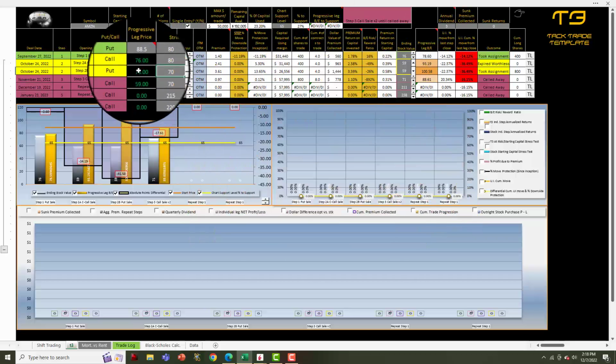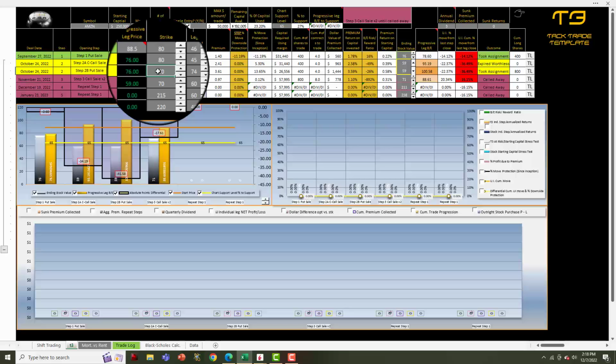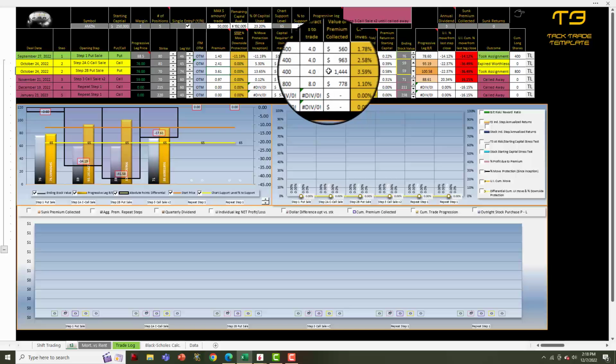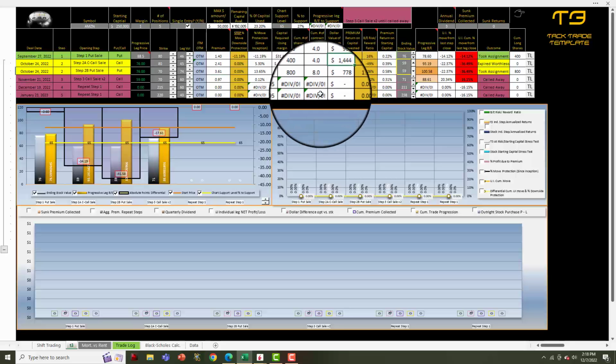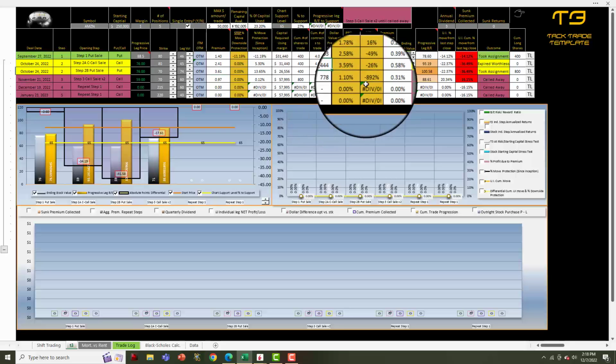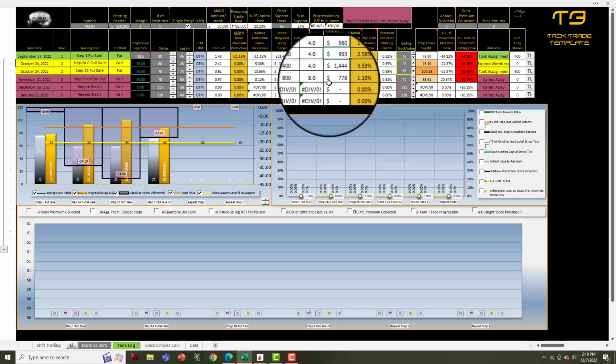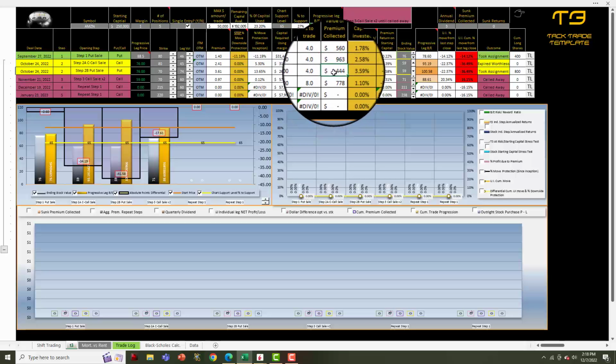So it would have to fall another $6 below 70. We'll get a very respectable $3.61, or on 4 contracts, that works out to $1,444. So we brought in $1,444 and about another $1,000, so about $2,440, probably about $2,370 or something like that, is what we brought in in step 2.